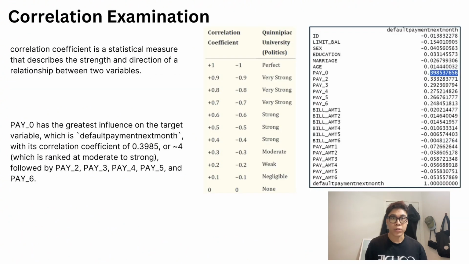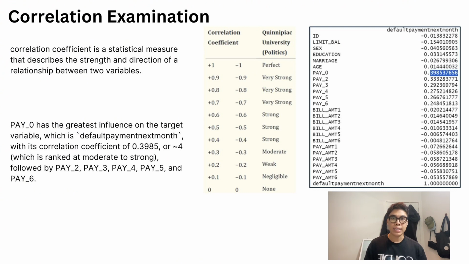Next, a very important part is to examine the correlation between variables. The correlation coefficient is a statistical measure that describes the strength and direction of a relationship between two variables. You can see in the image on the left-hand side, it shows the correlation coefficient ranking, and on the right-hand side, it shows the correlation between variables in our dataset.